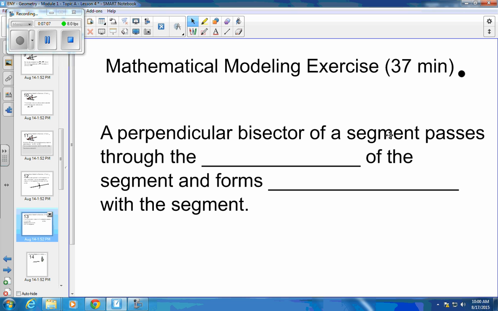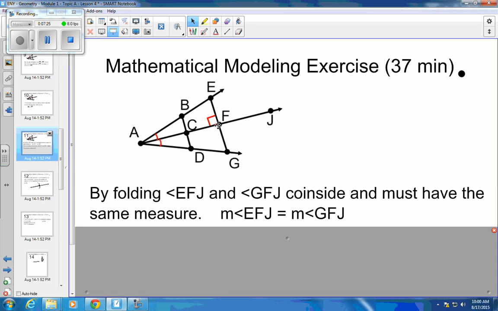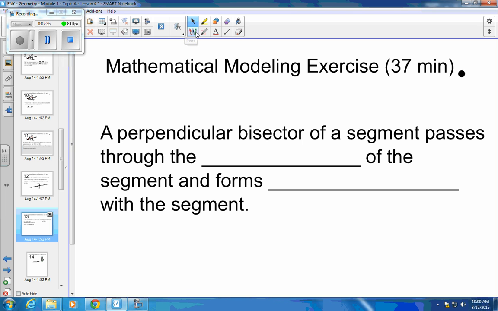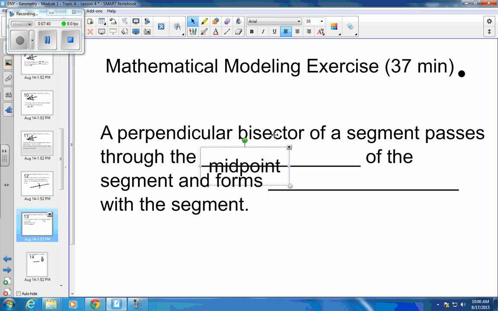So a perpendicular bisector of a segment passes through the blank of the segment and forms blank with the segment. So a perpendicular bisector of a segment passes through what? If we go back here, this is a perpendicular bisector, right? And it passes through what? What is it passing through here? Well, we decided F was a midpoint, so midpoint would make the most sense here. So let's fill in midpoint there.